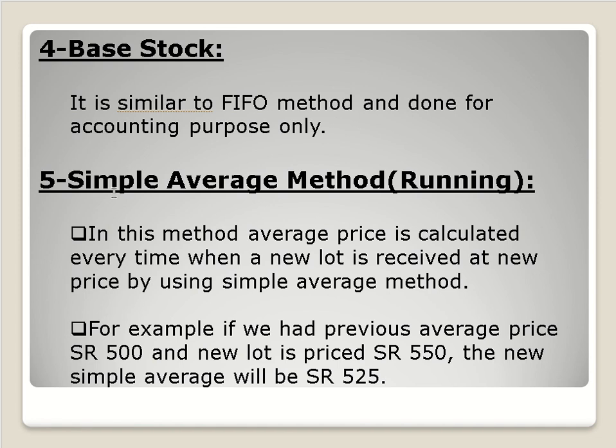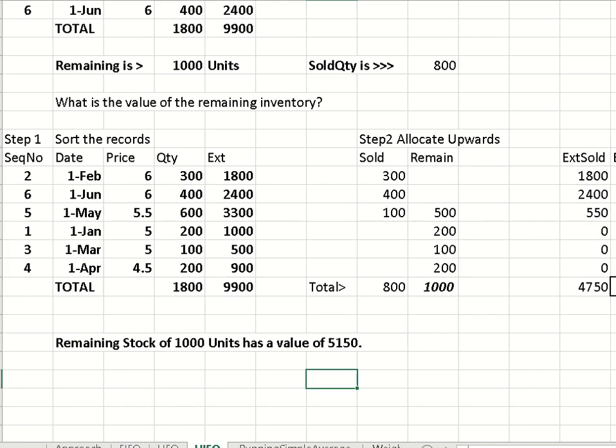Number 5 is a simple average method. In this method, the average price is calculated every time a new lot is received at a new price, using the simple average method. For example, if we had a previous average price of 500 and a new lot price at 550, the new simple average will be 525. So every time there are incoming stocks. Let us take a look.